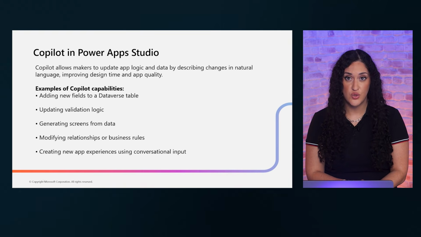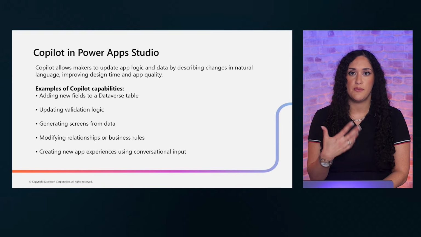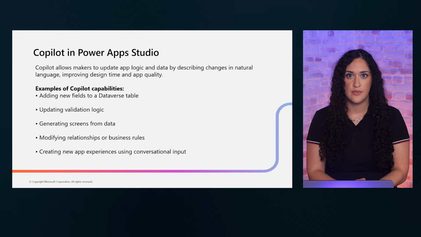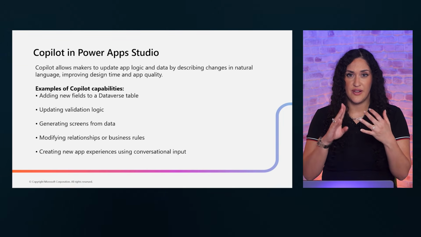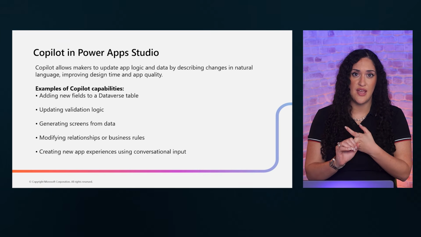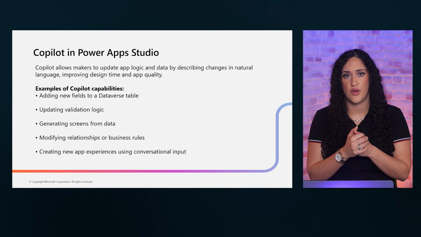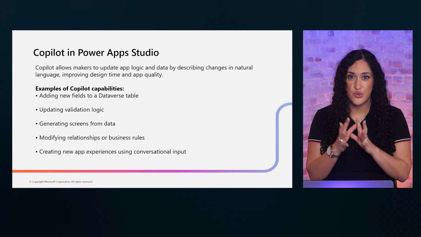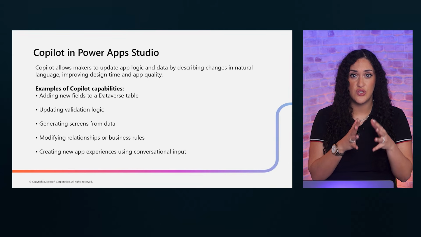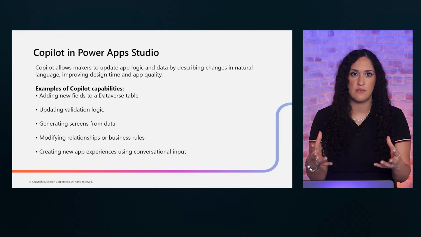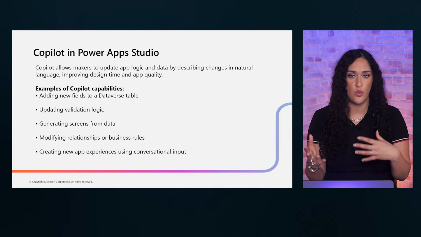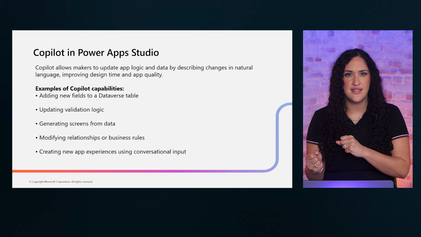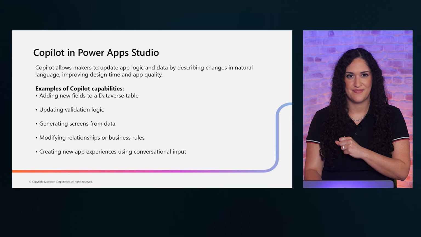Copilot in Power Apps Studio lets makers update app logic and data simply by describing changes in natural language. You can add fields, update validation rules, generate screens, and modify relationships through natural language. As an agentic AI architect, this capability lets you focus design guidance on strategic decisions while empowering your team to handle implementation details through Copilot interactions. Shift your role toward quality gate and strategic advisor.